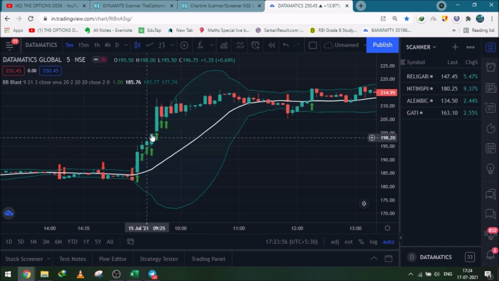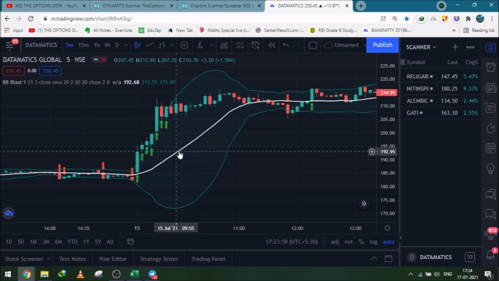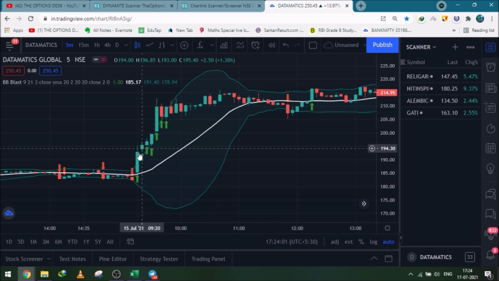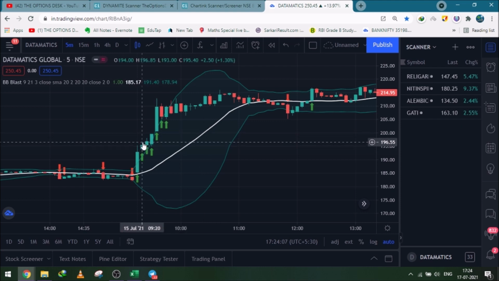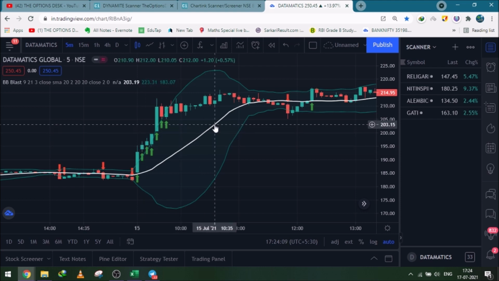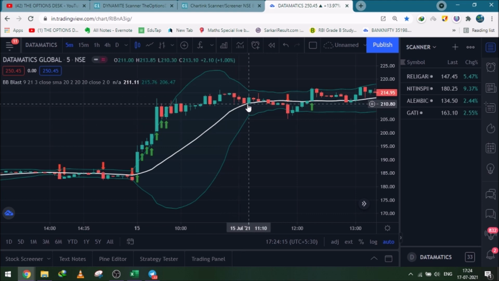Once it entered here, it started moving up. The stop loss also started moving up, and we modified our stop loss from cost to cost. Okay, at one point, after around 10:30, the price we bought at 196, the stop loss is at somewhere around 202, or 202.25. And then it hit the trailing stop loss at 210.